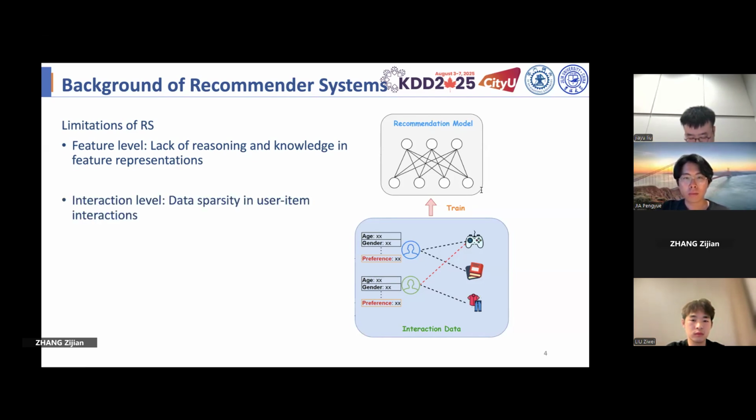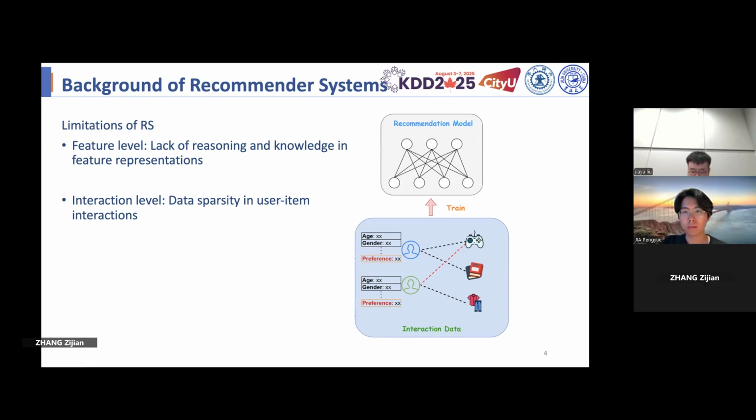Second, at the interaction level, data sparsity leads to insufficient training for RS models. This cold start problem or long tail distribution severely hinders the model's ability to make accurate recommendations, especially for new users or items. Finally, at the model level, recommendation models according to an embedding and deep network pattern can only capture collaborative signals while ignoring semantic information. This limits their ability to generalize beyond observed interactions and provide explainable recommendations.